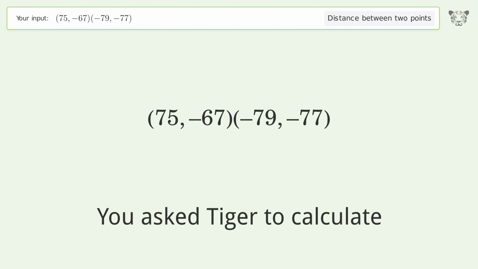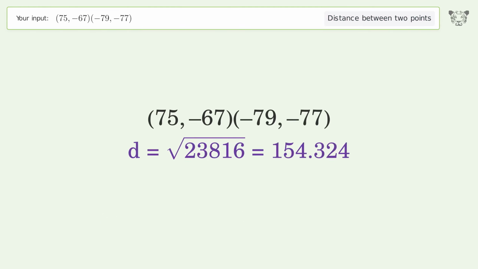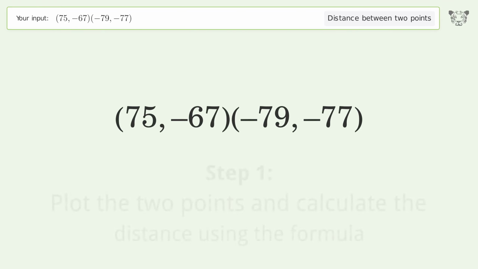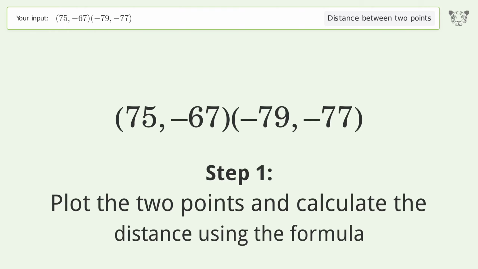You ask Tiger to calculate. This deals with the distance between 2 points. The distance between the 2 points is the square root of 23,816, or 154.324. Let's solve it step by step. Plot the 2 points and calculate the distance using the formula.